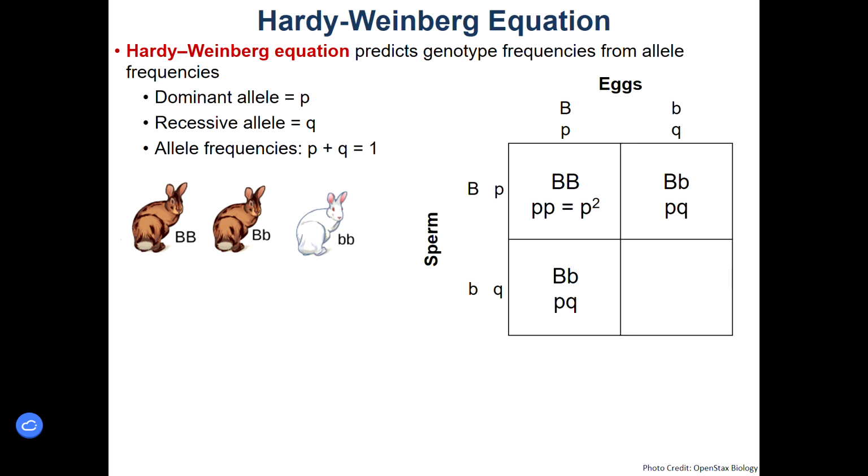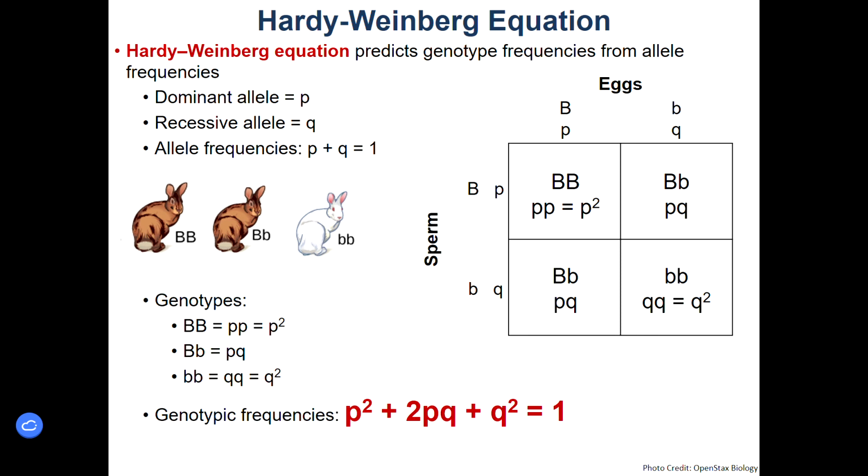And then what is our Hardy-Weinberg number going to be for our homozygous recessive individuals? Q squared, because we have QQ or Q squared. So if we're thinking about our genotypes, our homozygous dominant genotype is big B, big B, or P squared. Our heterozygous genotype is big B, little b, or PQ. And our homozygous recessive individuals are little b, little b, or Q squared.